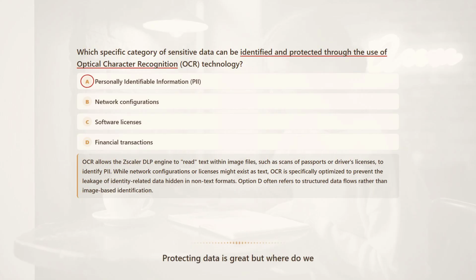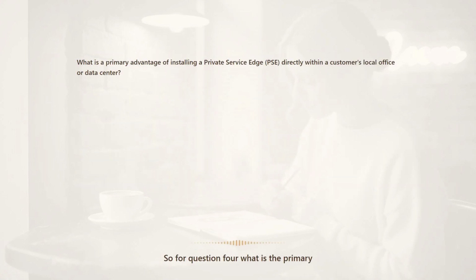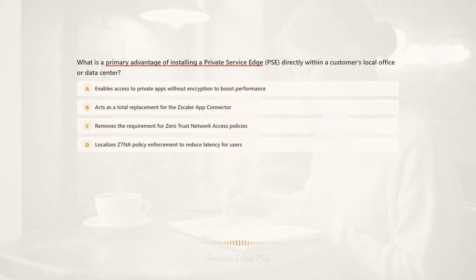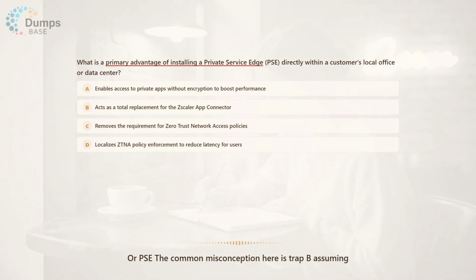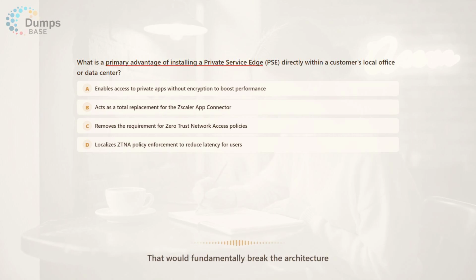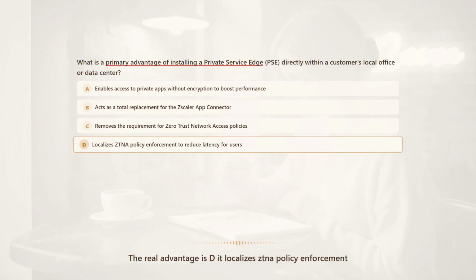Protecting data is great, but where do we process this without lagging the local network? So for question 4, what is the primary advantage of deploying a local private service edge, or PSE? The common misconception here is trap B, assuming it just completely replaces the app connector. That would fundamentally break the architecture. Before we reveal D, think about localization. The real advantage is D, it localizes ZTNA policy enforcement.